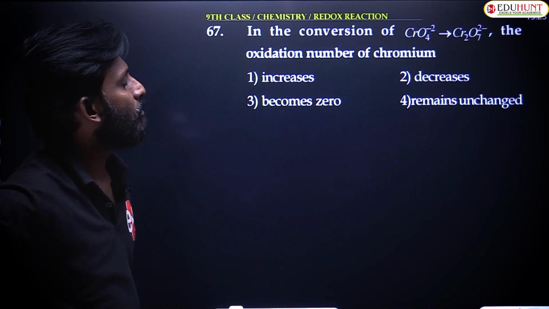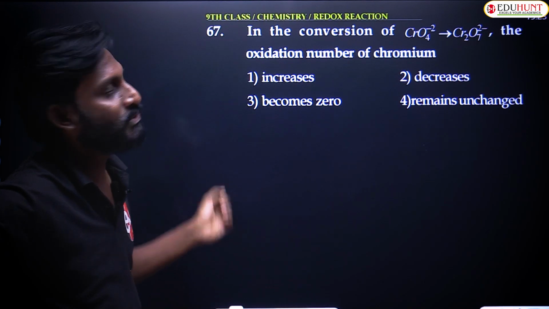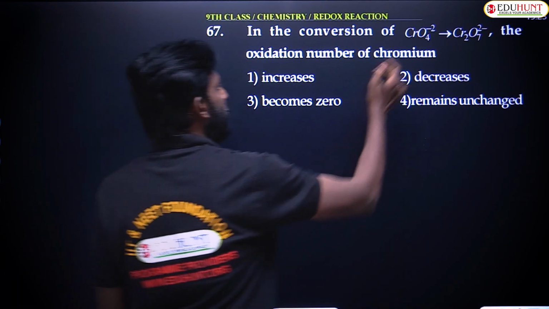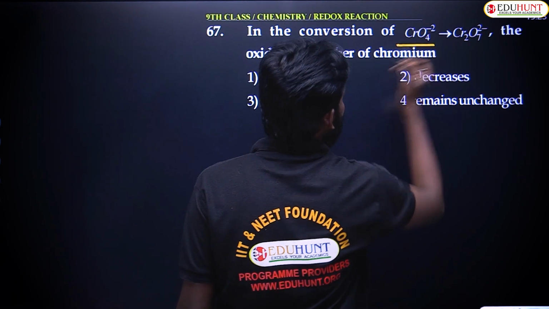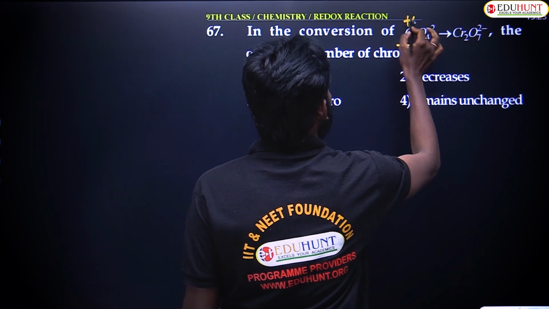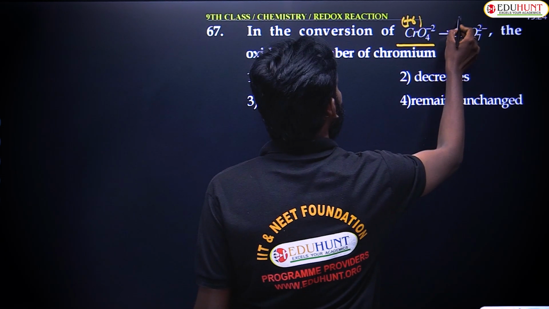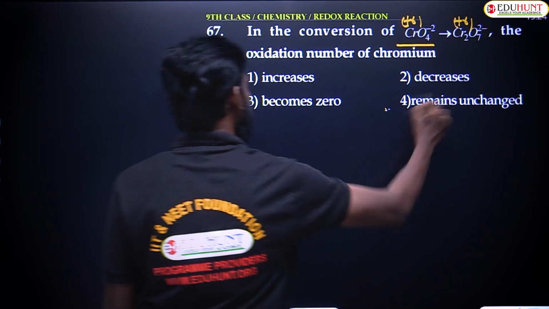Next, in the conversion of CrO4 to Cr2O7, there is no change. Here it is chromate, and chromium will be in +6 state. It is dichromate, and chromium will be in +6 state. It remains unchanged.